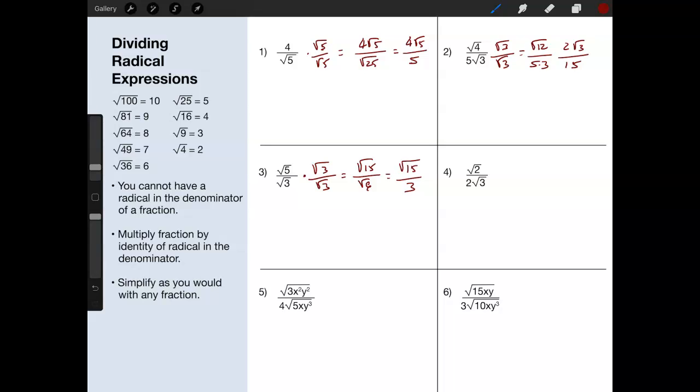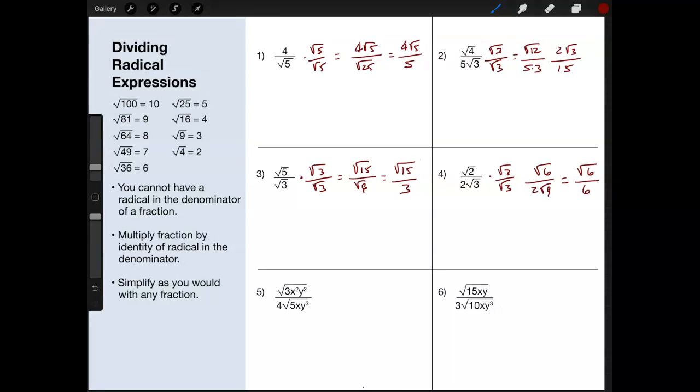For example number 4, square root of 2 divided by 2 square root of 3. Again, we multiply both the top and the bottom by the square root of 3 to get rid of that radical sign in the denominator. The square root of 2 times the square root of 3 is the square root of 6. And now in the bottom, we have 2 times the square root of 9. The square root of 9 is equal to 3. And we have square root of 6 over 2 multiplied by 3, which is 6.